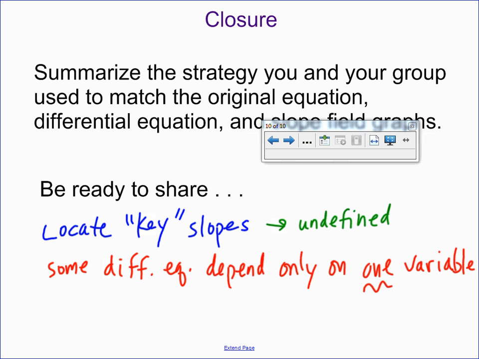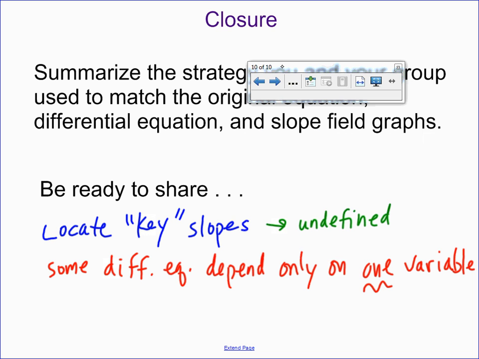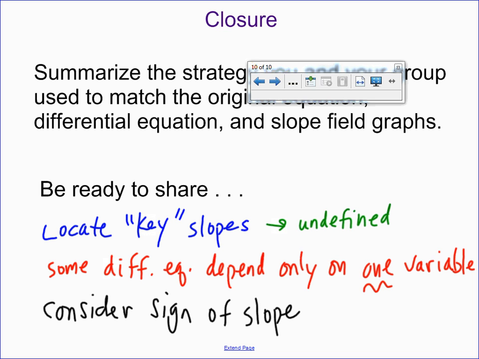Good. What's a different strategy? Sophia: We looked at each quadrant individually, so like when the x-values were negative and the y-values were positive. Absolutely. That would help you determine the sign of the slope. So consider sign of slope. Excellent, you guys. I'm going to add differentiate a solution curve and integrate a differential equation.